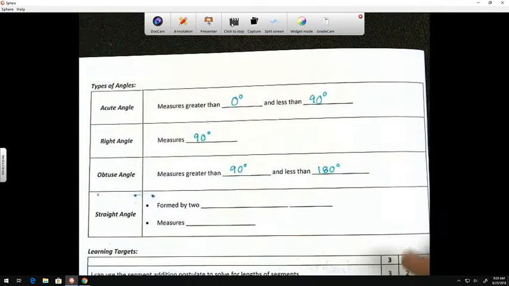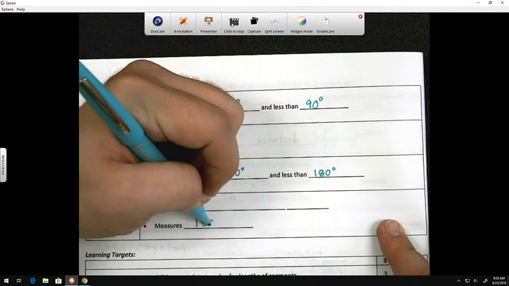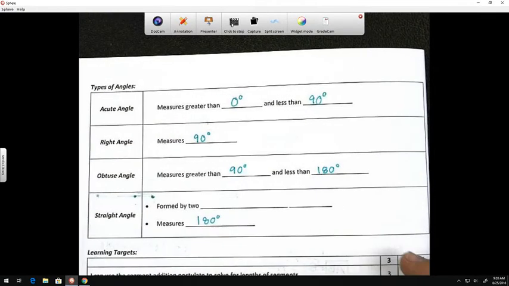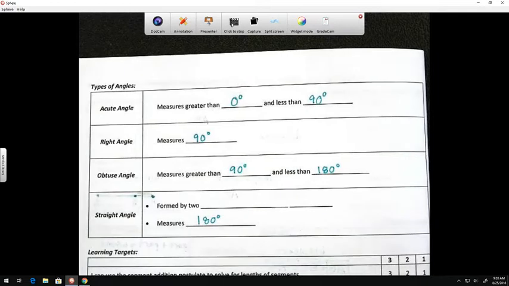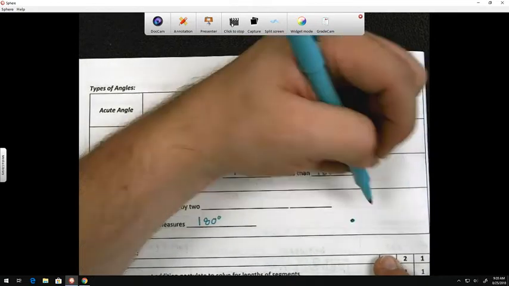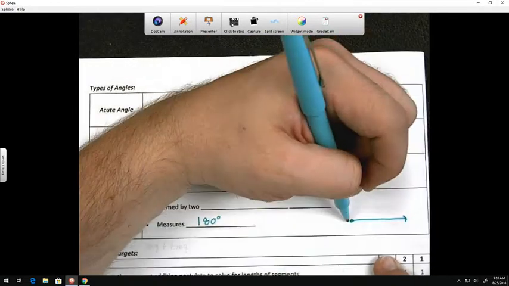Straight angles are actually exactly 180 degrees, and I want you to understand that straight angles you've already been creating. All right? What am I doing right now? What did I just create?